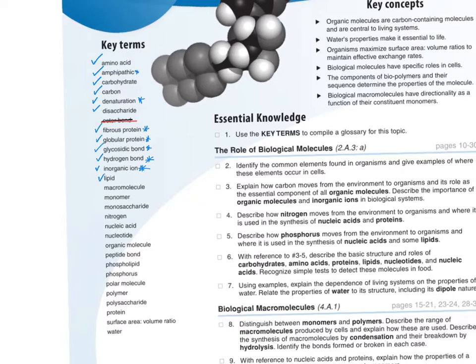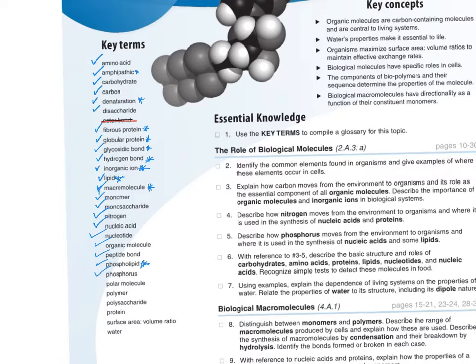Lipid, we're going to talk about today. Macromolecule, and it's just a large molecule. Again, we'll make sure to define it. Monomer, you should know already. Monosaccharide, you should know already. Nitrogen, you should know already. Nucleic acid, you should know already. Nucleotide, you should know already. Organic molecule, you should know already. Peptide bond, you should know already. Phospholipid, we will learn today.